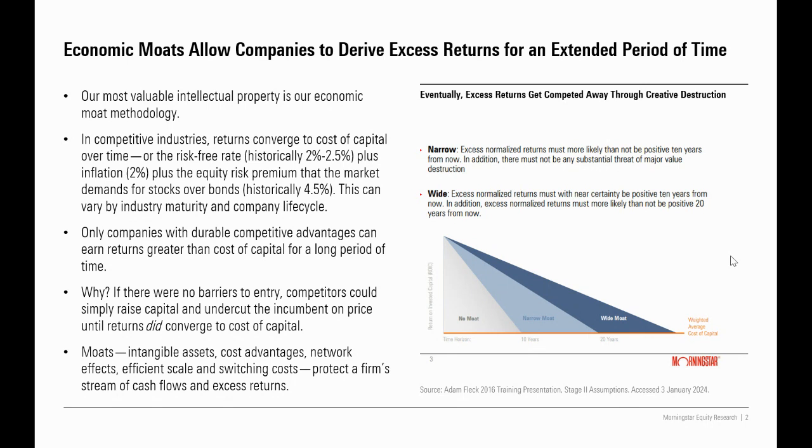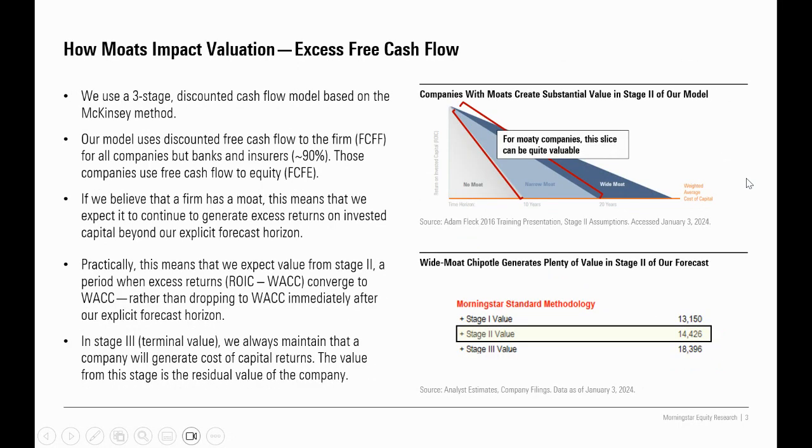We have five sources of moat: intangible assets, cost advantages, network effects, efficient scale, and switching costs that you've all probably seen in your own coverage in some capacity and that you can see further in Alan Good's slide deck if you want to look at individual moat sources.